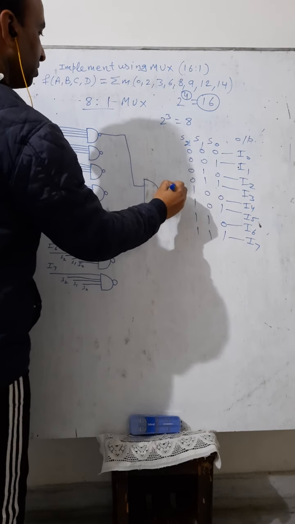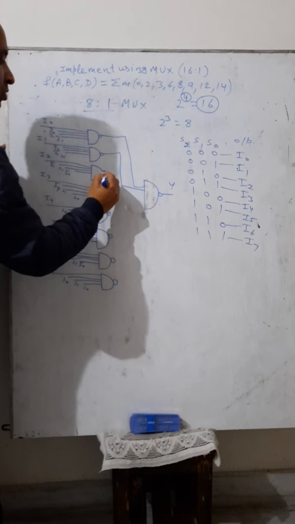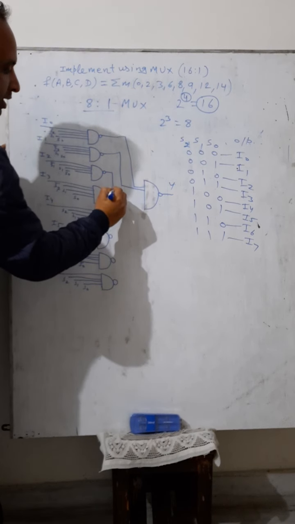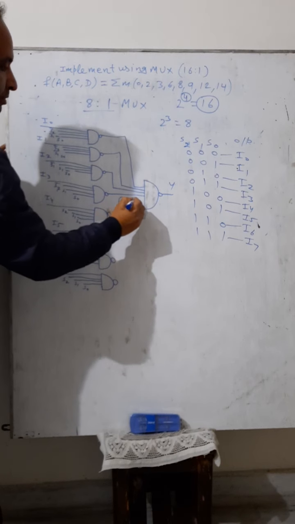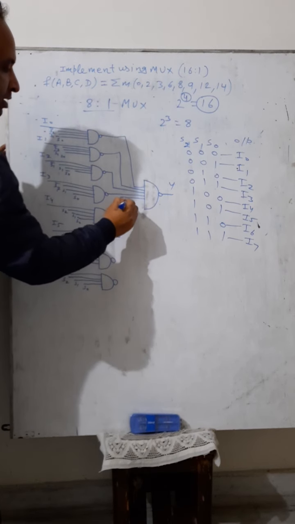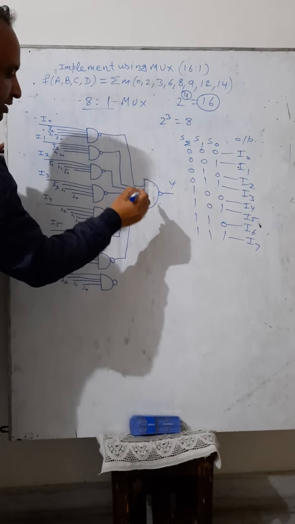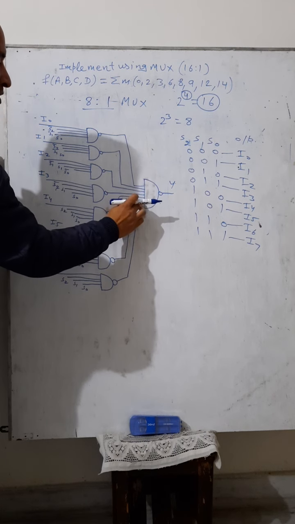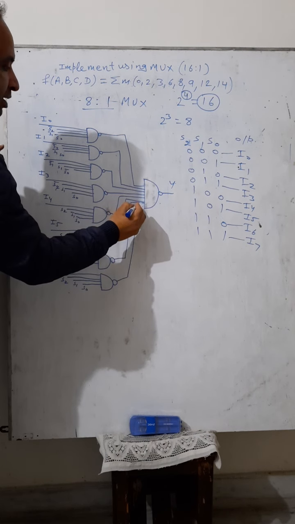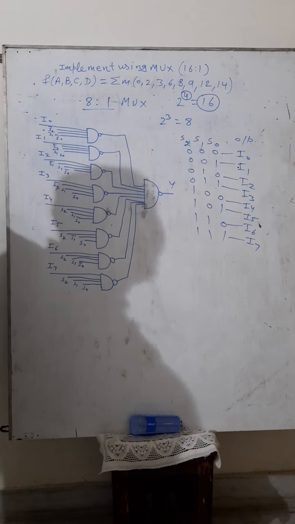This will be the final output. The outputs of these are connected to the inputs of the NAND gate. This is a very simple strategy to implement any type of mux. As we implemented the 4 is to 1 mux, in the same way we implemented the 8 is to 1 mux, and you can do your assignment as a 16 is to 1 mux.